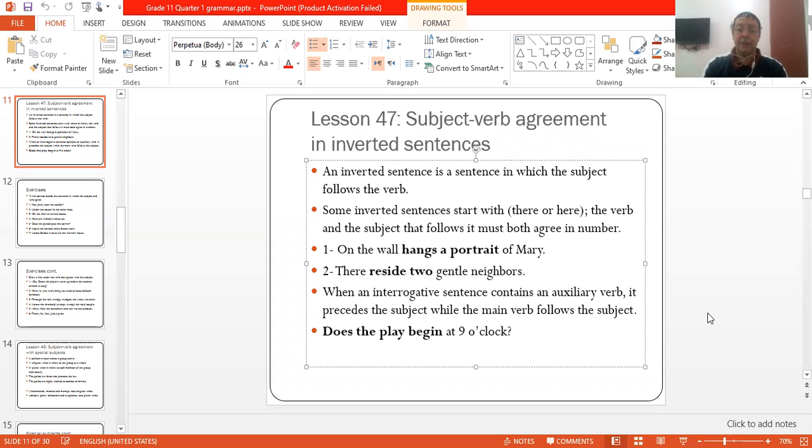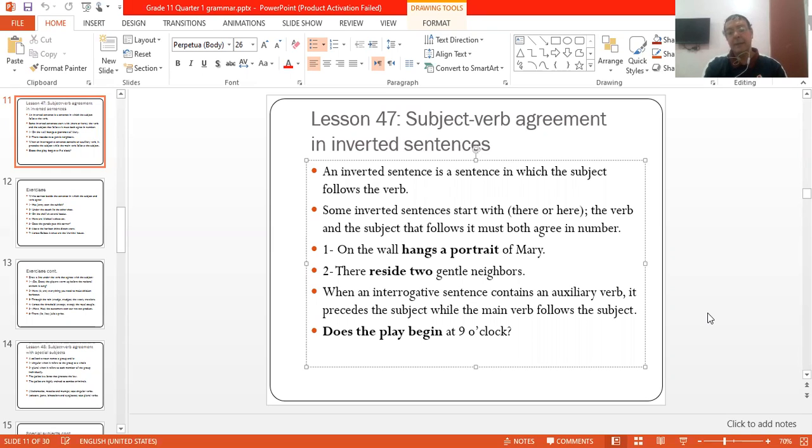Some inverted sentences start with there or here. For example, in this circumstance, the verb and the subject that follows it must both agree in number. There reside two gentle neighbors, okay? Or here is your license, okay? All right. When an interrogative sentence contains an auxiliary verb, it precedes the subject while the main verb follows the subject. For example, does the play begin at 9 o'clock?